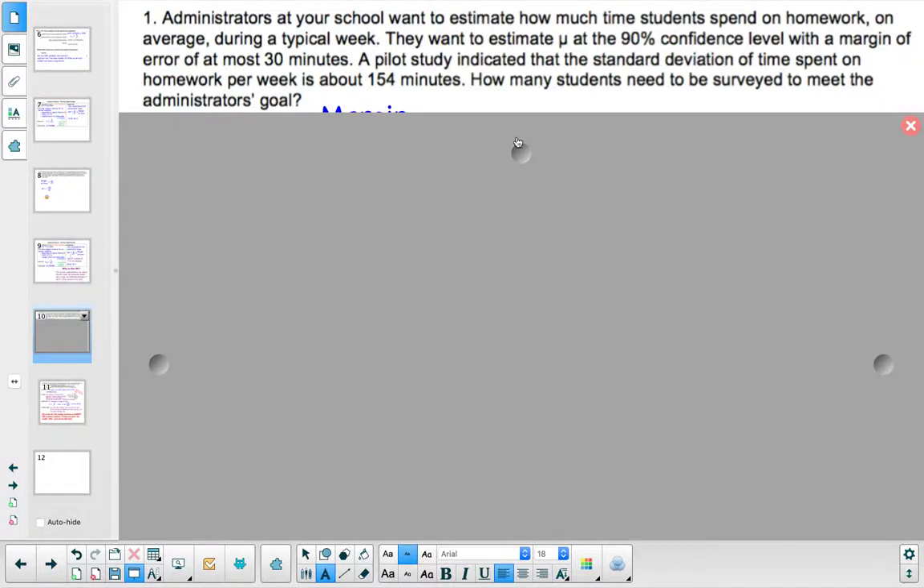Administrators at your school want to estimate how much time students spend on homework on average during a typical week. They want to estimate mu at the 90% confidence level with a margin of error of at most 30 minutes. A pilot study indicates that the standard deviation of time spent on homework per week is about 1.54 minutes. How many students need to be surveyed to meet the administrator's goal?